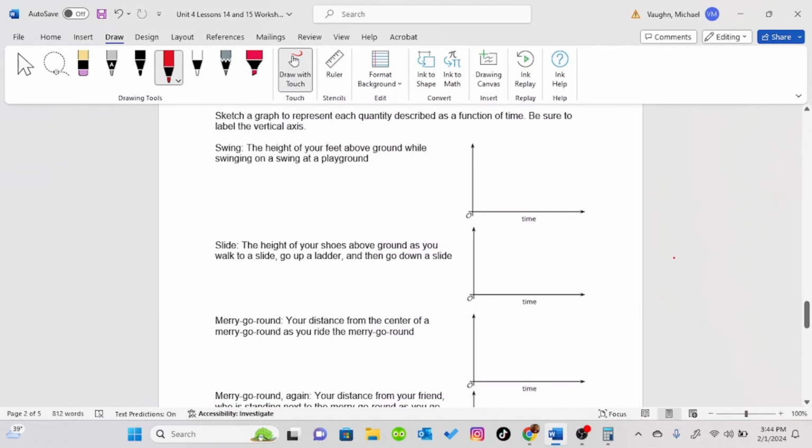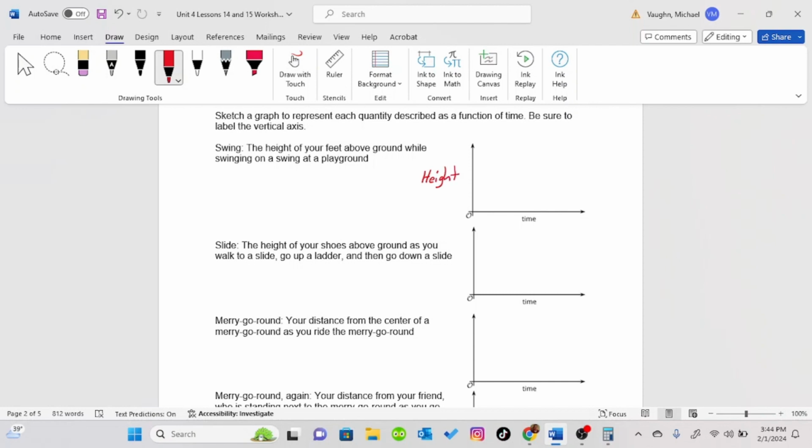Sketch a graph to represent each quantity described as a function of time. Be sure to label the vertical axis. So in the first one, we're talking about a swing. The height of your feet above ground while swinging on a swing at a playground. So if we're looking at height, then our y-axis is going to be height.